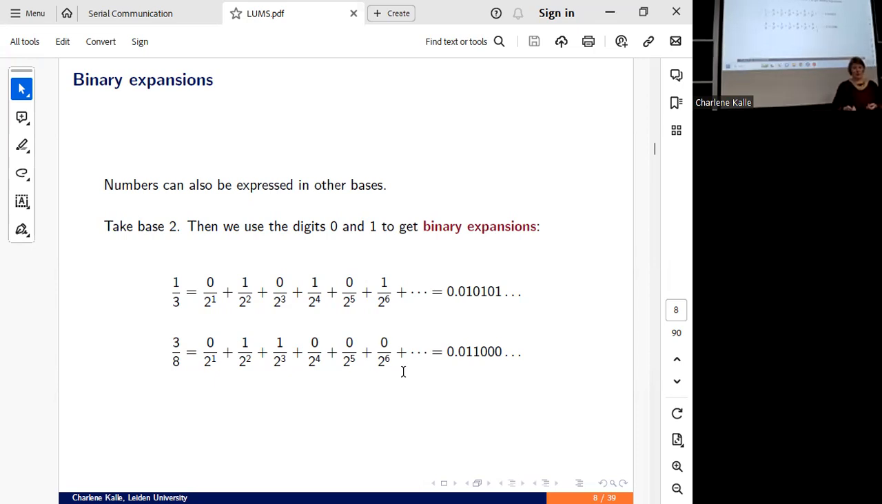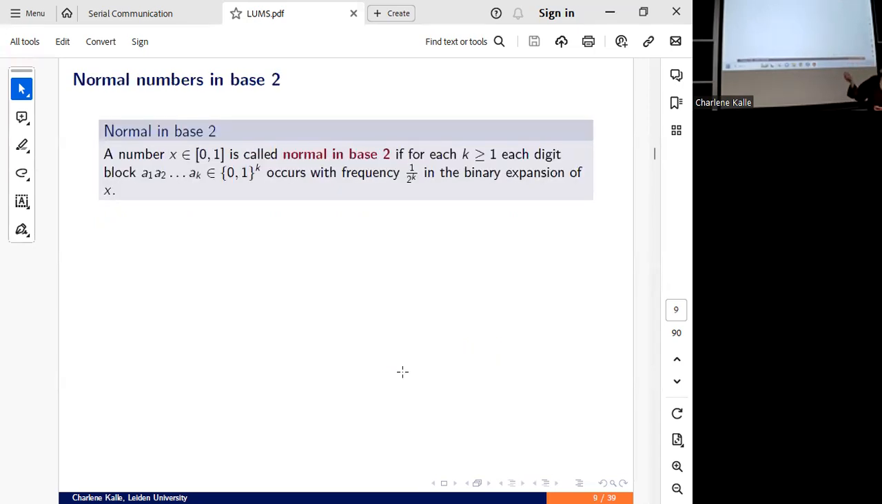So if we can represent each number in a binary expansion, we can do the same definition of normality for base 2. So we call a number normal in base 2 if for each block of digits of length k, it occurs with frequency 1 over 2 to the k in the binary expansion of x. So we just replaced the 10 by the 2 here. So we only have 2 digits. So any block of length k, we expect it to appear with probability 1 over 2 to the k.